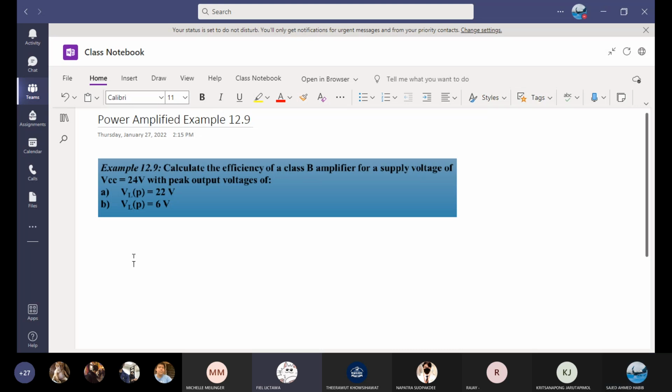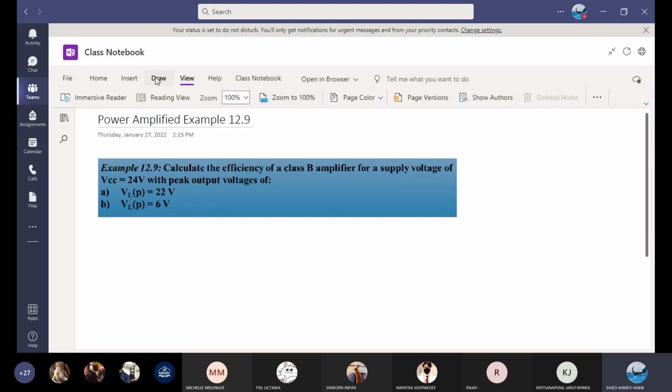For A, I got 72.0%. That seems about right. How about for B, Miss Silicon? She's working. For B, I got 20% here. Is it 20%? Okay. 6 over 24 and then multiply by 78.54, 19.6, for 20. This is the equation that you can use as a shortcut.